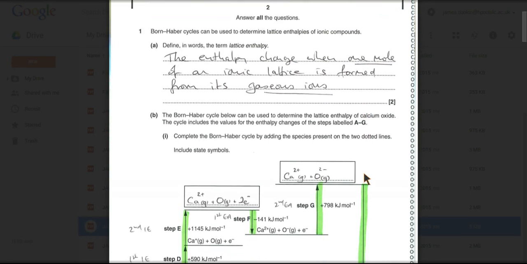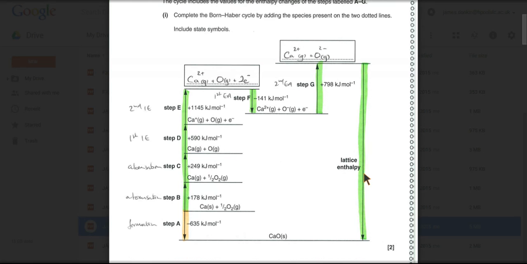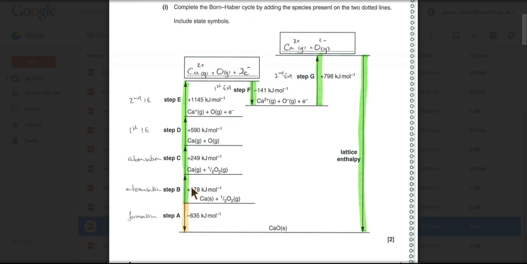In the next part of the question, we're given a partially completed Born-Haber cycle and we've got to fill in the rest. So it's these two empty boxes here. You'll notice the first thing I've done is write on the side what these steps indicate. So this is the enthalpy change of formation for calcium oxide. Then we need to atomize the calcium, and atomize the oxygen. It's then the first ionization energy of calcium, then the second ionization energy of calcium.